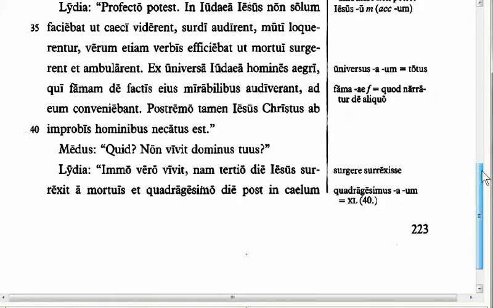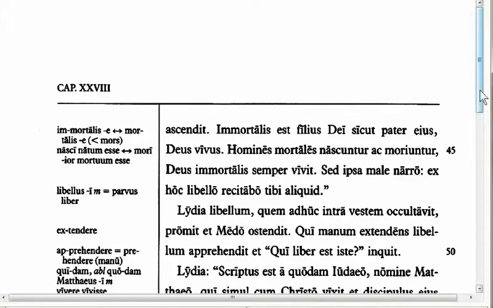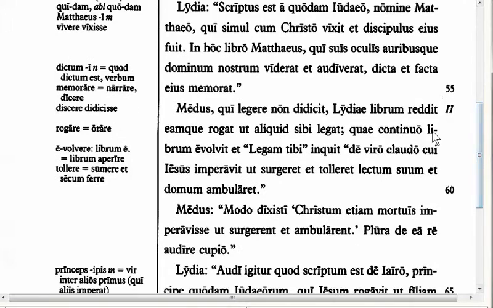Let's go ahead to line 57, and we have: Medus qui legere non didicit, Lydiae librum reddit, eamque rogat, ut aliquid sibi legat. So Medus, who hasn't learned how to read, hands over or returns Lydia's book and asks her to read something to him. So sibi here, what part of speech is sibi?